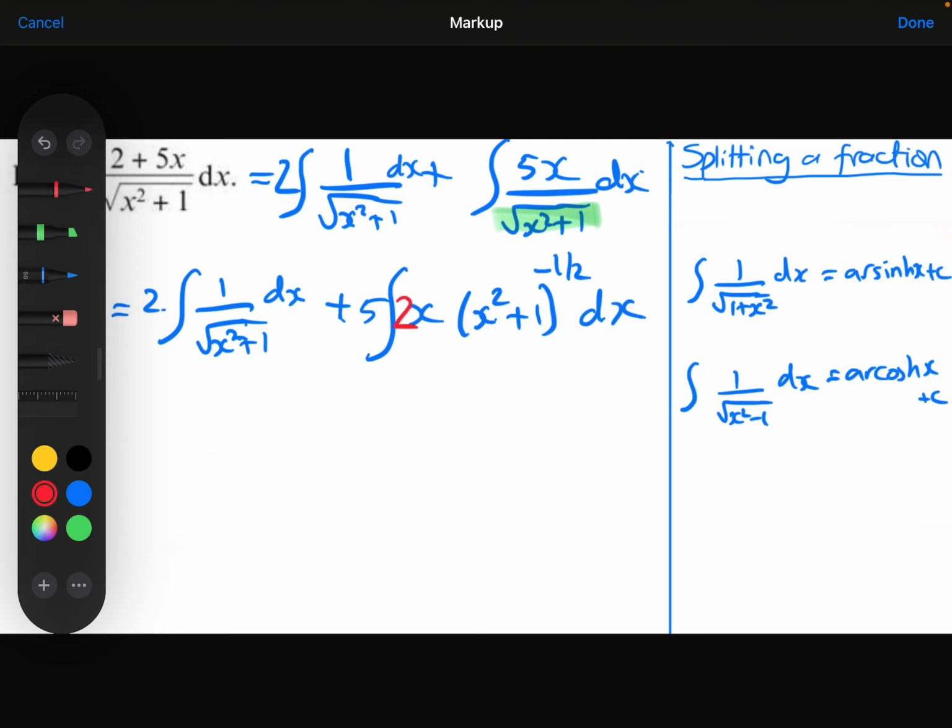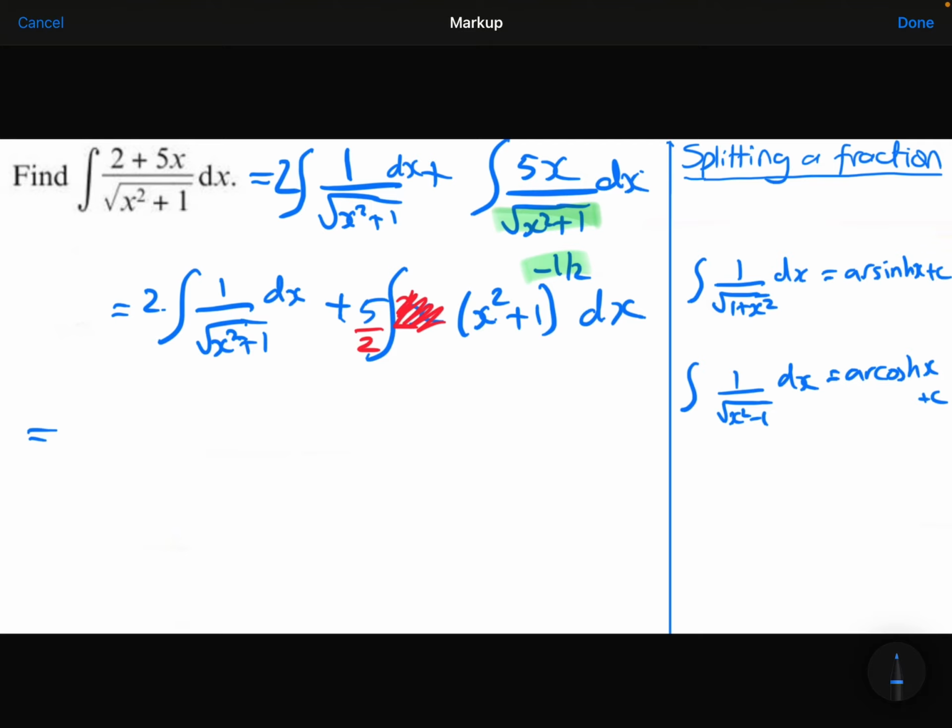I'm allowed to do that as long as I take a 2 on the outside there. And now this is the derivative of this, so I can integrate that easily by spotting a derivative. All I need to do is ignore that, ignore this 2x completely, add 1 to the power, and then divide by the new power. So let's complete this integral now.